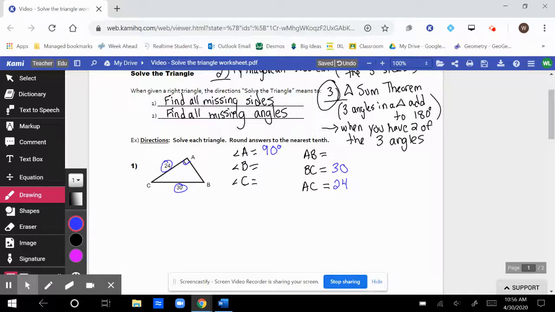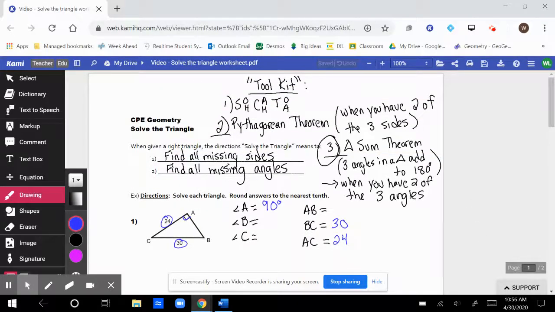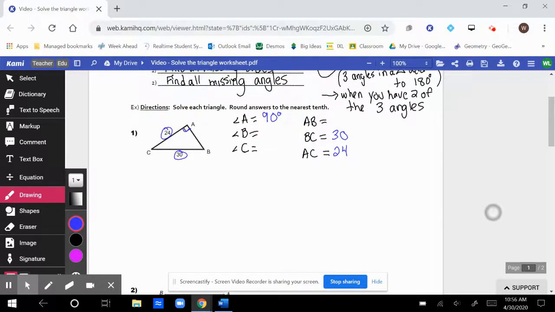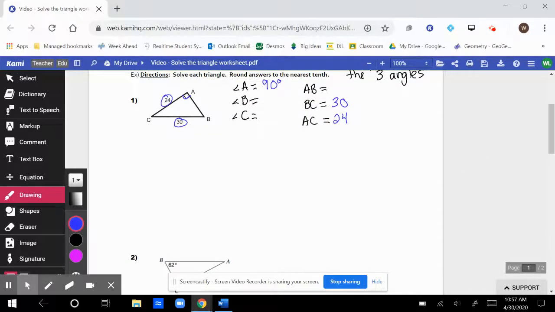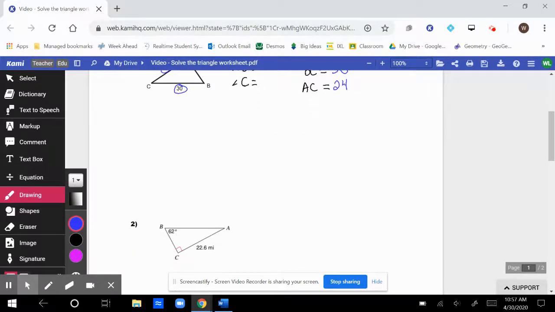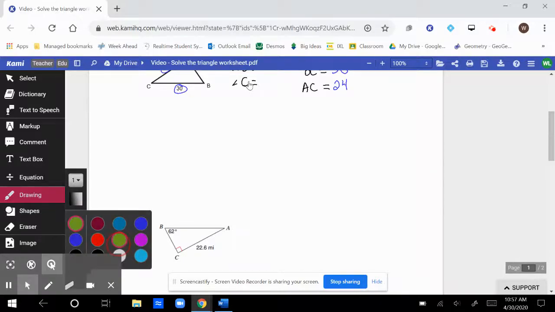Then they'll have to give you some other things, like in this case, they gave you 2 side lengths, and you need to use one of these 3 methods here at the top in your toolkit to find the other 3 things. In this case, we need angle B, angle C, and side AB. I'll start with angle B. The ones I don't know, I'm going to do in, I guess, green.